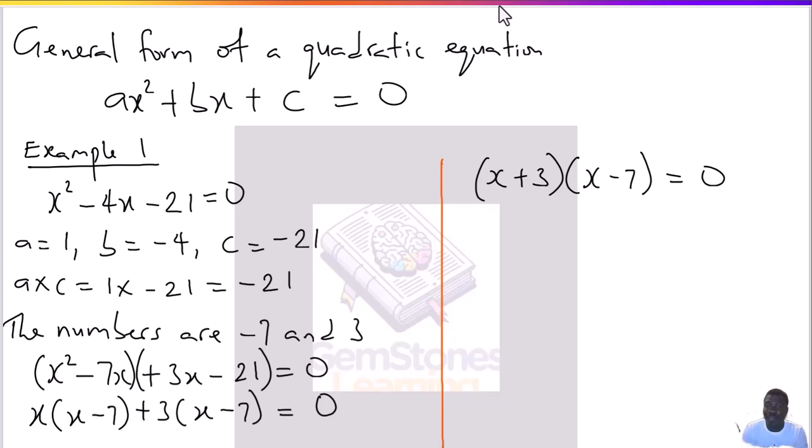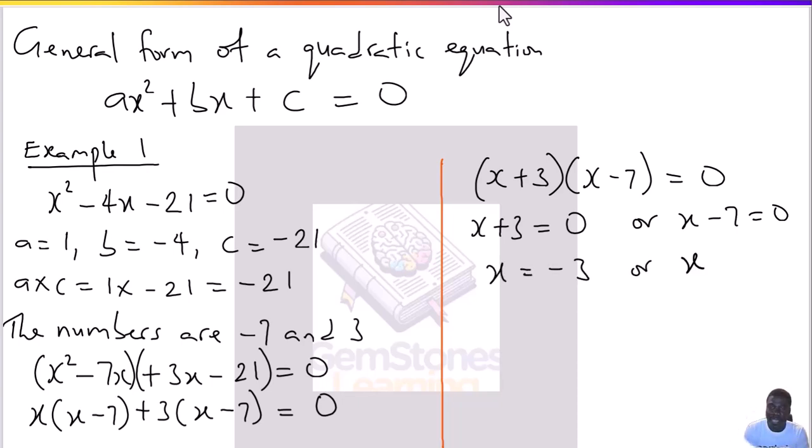So what will be the value of x? We'll equate each of them to 0. That's x plus 3 is equals to 0, or x minus 7 is equals to 0. So from here, my x is equals to minus 3, or my x is equals to 7. So I've been able to solve this question using factorization method. Let's see another example using factorization method.